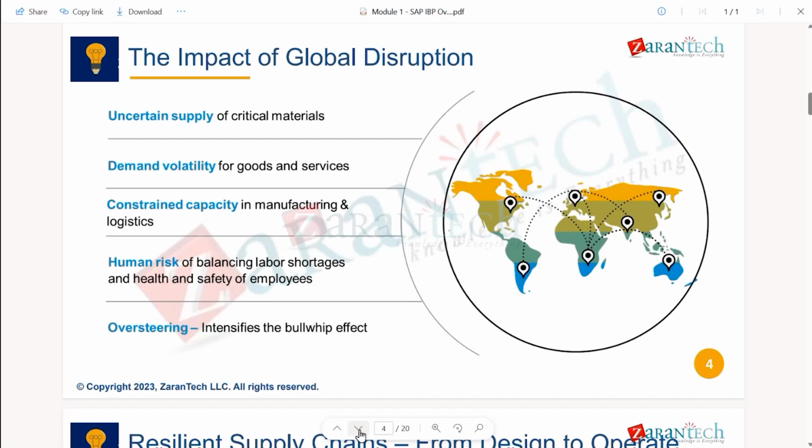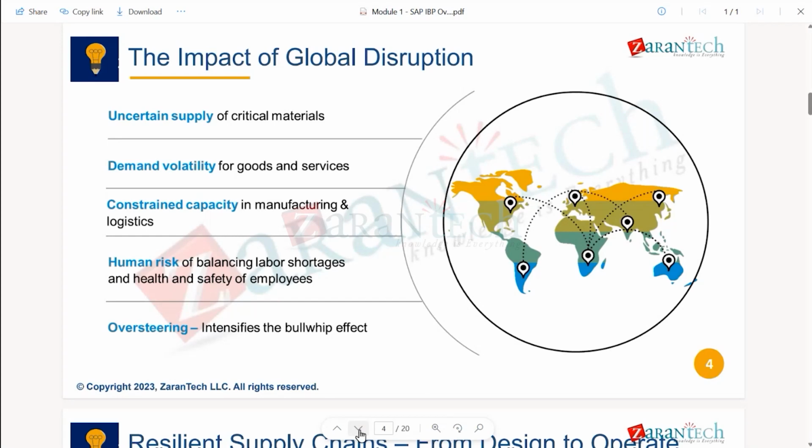So in reality, even in the normal circumstances, there is a lot of uncertainty in supply of critical material, and even if there is a shortage of one material, it can stop the production of your factory. So it's extremely important to do the supply planning or the material requirement planning extremely critically, so that the materials are made available as per the demand, and the supply chain disruption is controlled to the large extent.